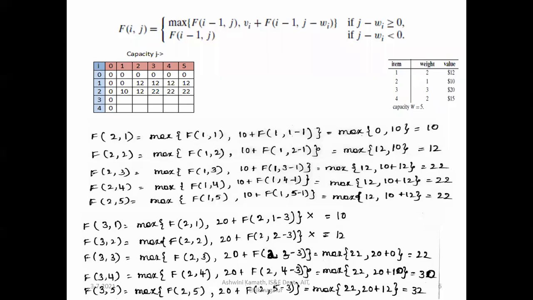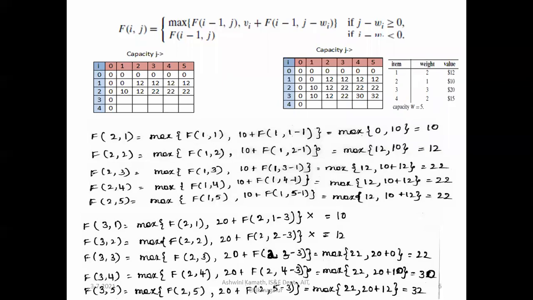Similarly, for f of 3 comma 5, we are getting f of 2 comma 5 is 22, and 20 plus f of 2 comma 2, which is equal to 12. So 20 plus 12 is equal to 32. We have two values here, 22 and 32. Maximum is 32. That will be assigned to it. So that will be the third row. For the third row, 3 1 is 10, 3 2 is 12, 3 3 is 22, 3 4 is 30, and 3 5 is equal to 32.